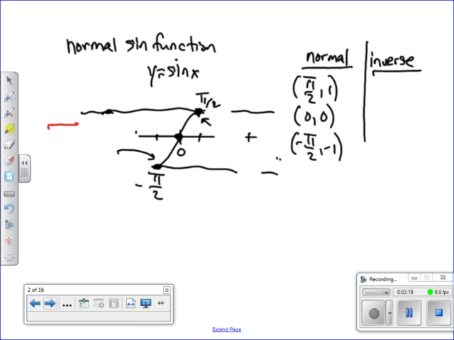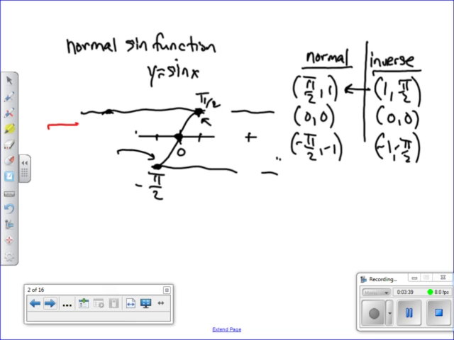So the inverse is going to be interchanging my x and y values. So my inverse here would have this ordered pair as 1 and pi halves. All I'm doing is switching the order from here to there. This one would stay at 0, 0. In other words, there is a switch, but it's the same. And this one is negative 1 and negative pi halves.